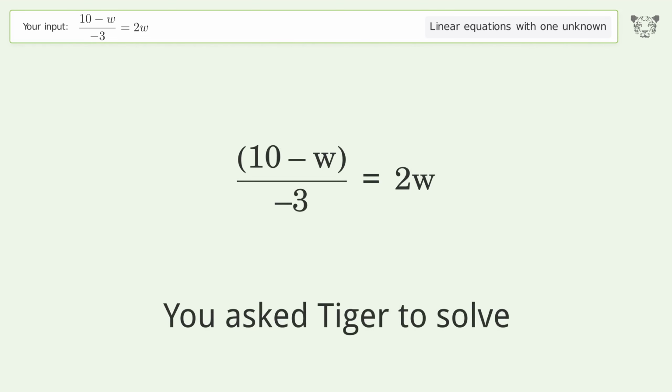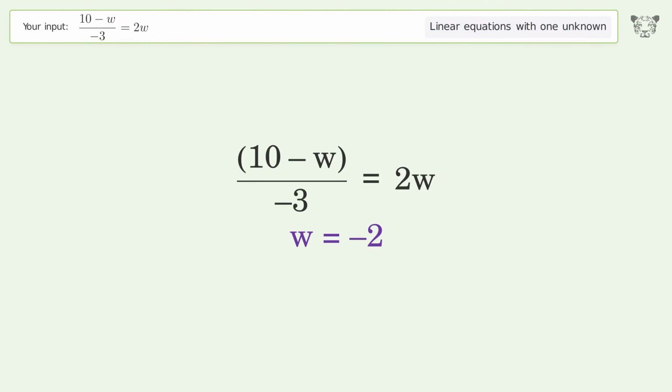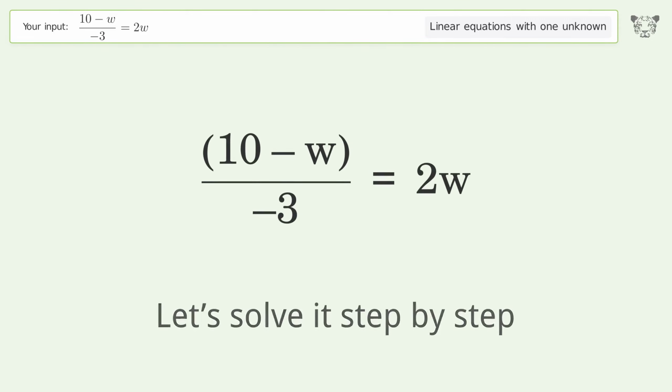You ask Tiger to solve. This deals with linear equations with one unknown. The final result is w equals -2. Let's solve it step by step.